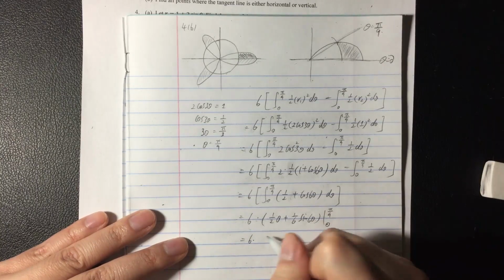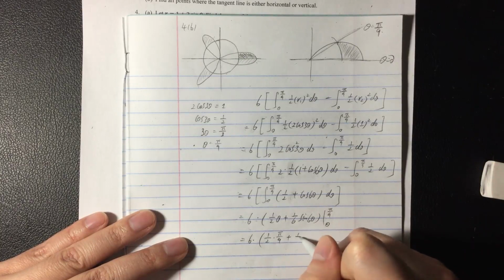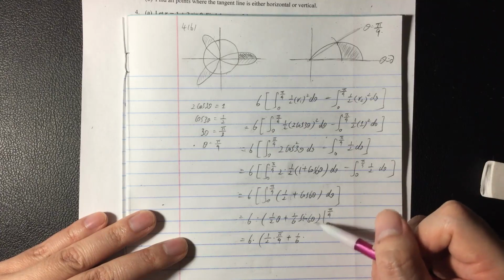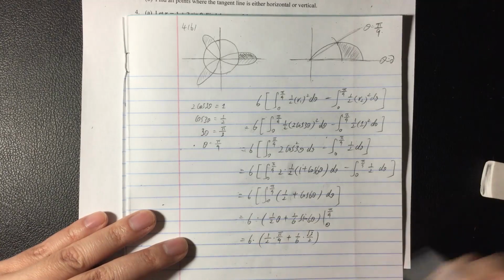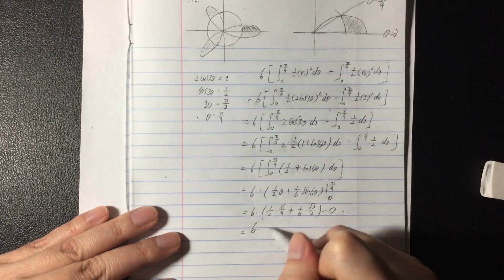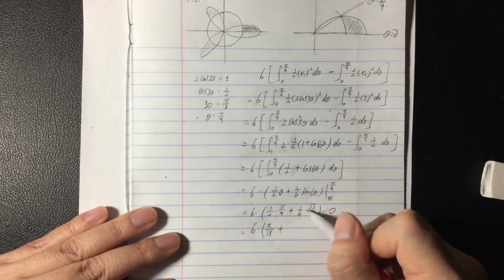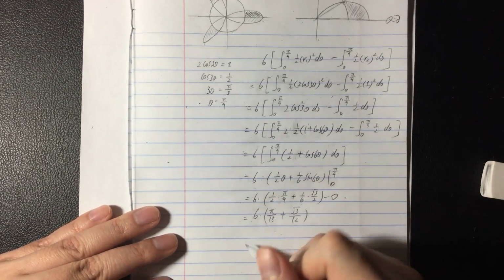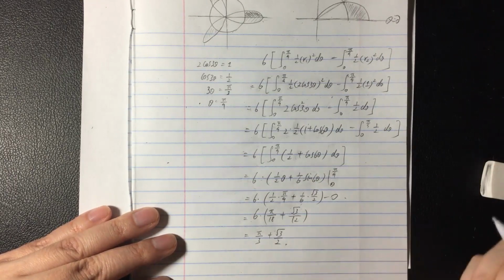If I plug in pi over 9, I have half times pi over 9 plus 1 over 6 times sine of, 6 times pi over 9, which is 2 pi over 3. Sine 2 pi over 3 is radical 3 over 2. If I plug in 0, I get 0. So half times pi over 9 is pi over 18. 1 over 6 times radical 3 over 2 is radical 3 over 12. Then distribute 6. I get pi over 3 plus radical 3 over 2.